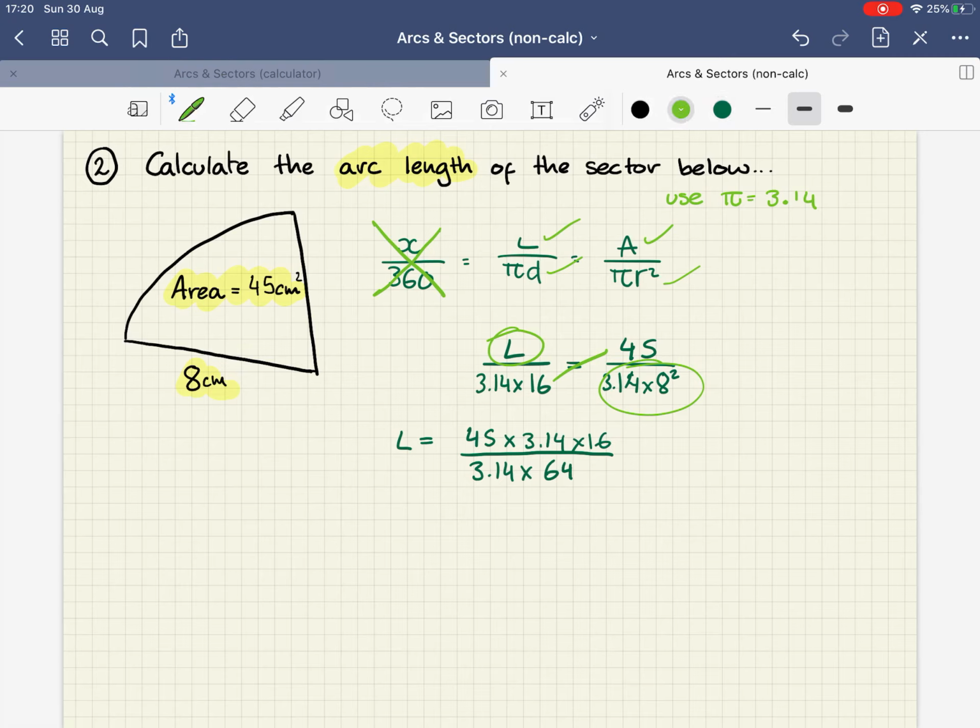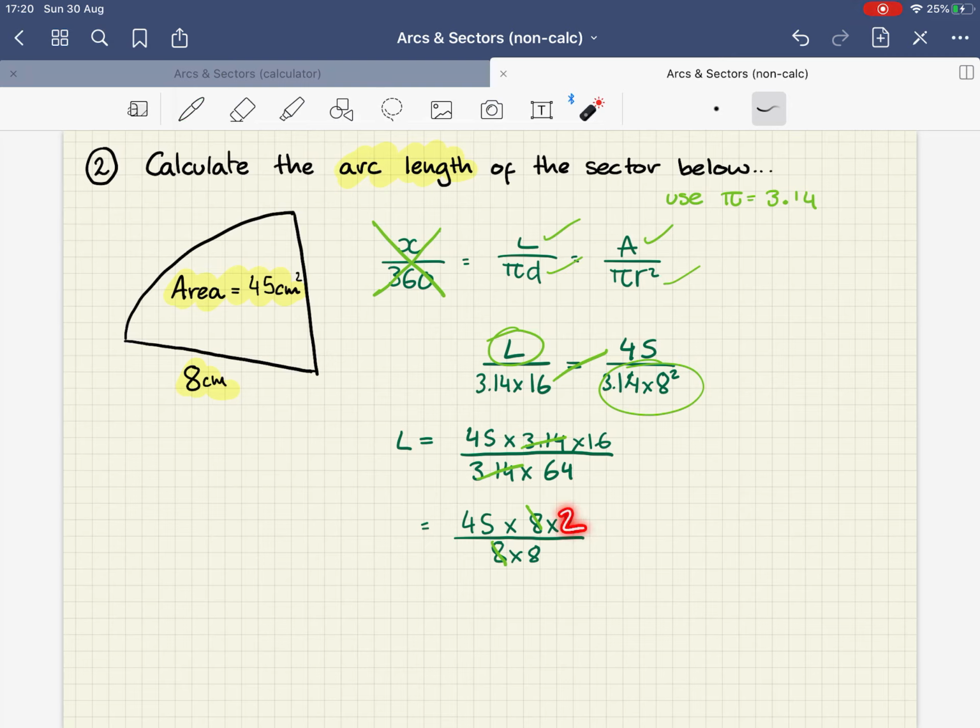So to begin with, I've got 3.14 on the top and the bottom. So I'm going to cancel those out. So luckily I don't have to even worry about my decimal. Then I want to look to see where I can split up some numbers into their factors to cancel them out. I've got 16 and a 64. I know that 8 definitely goes into both of them, so I'm going to split that up as 8 times 2 over 8 times 8. So cancel out one of those pairs.